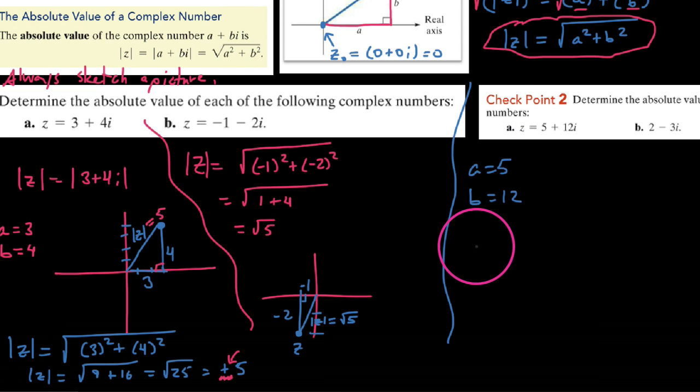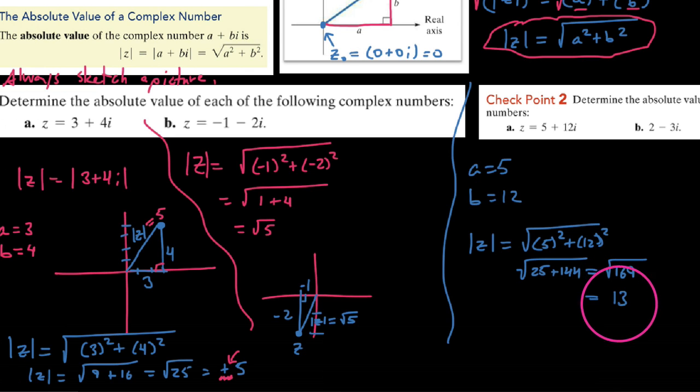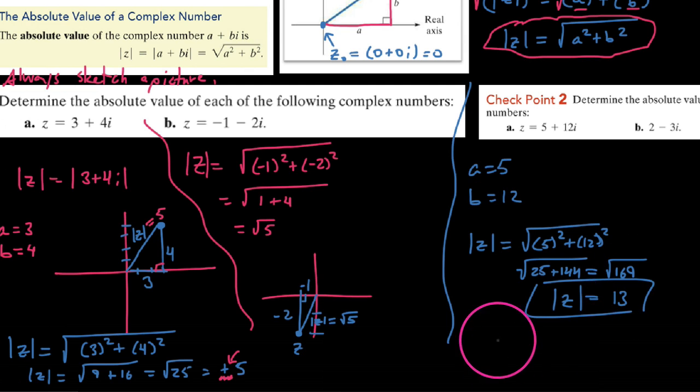If you're ready to see these solutions, we'd say that a is 5, b is 12 here. So our absolute value of z is just the square root of 5 squared plus 12 squared. And so we get the square root of 25 plus 144, which does in fact come out to be the square root of 169, which does in fact come out to be plus or minus 13. But this is fabulous because we just had a perfect square, 169, in here.